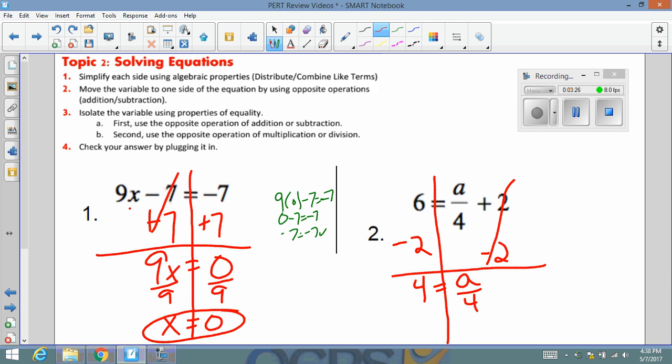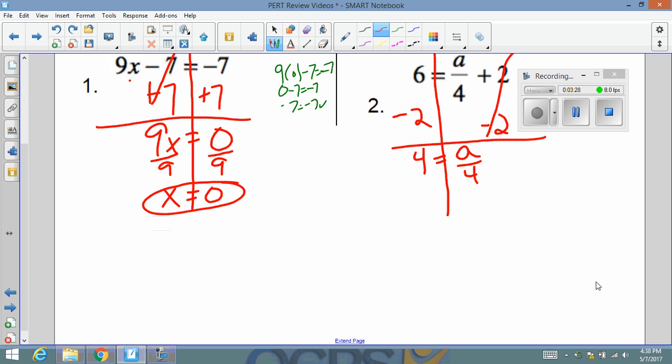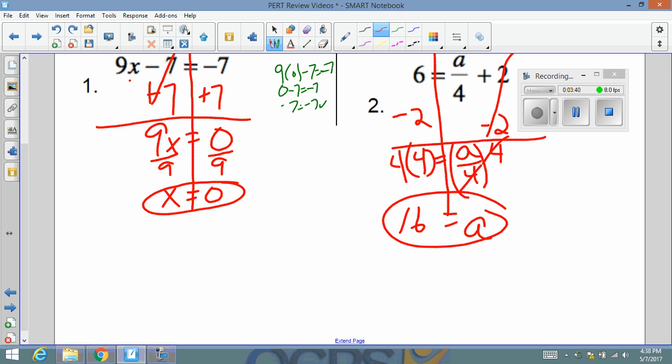And then don't let that fraction scare you. It's division. The opposite of division is multiplication. So I'm going to multiply both sides by 4. So I get a equals 16. And again, I can pretty quickly check my answer by plugging it in. So I get 6 equals 16 over 4 plus 2. So 6 equals 16 divided by 4 is 4 plus 2. That's a true statement, so I know I did it correctly.